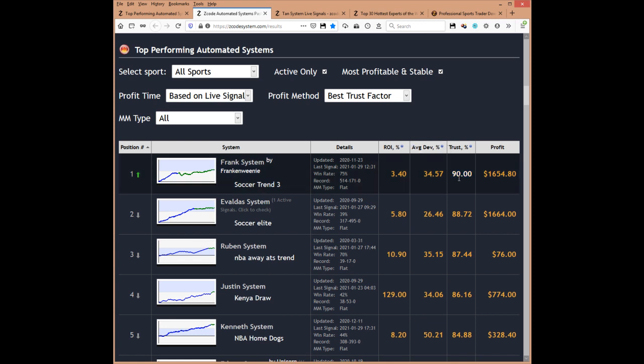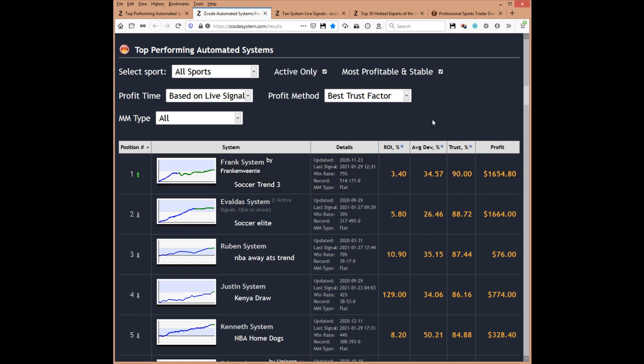Now, the higher the value of the average deviation percentage, the more irregularities and bumps you'll see in the system graph. So the lower the value, the smoother the graph, and hence more desirable, unless you don't mind being on a profit roller coaster. And finally, we have the best trust factor. Now, this is a new parameter that we developed here at Zcode to help us measure the realistic effectiveness of a system when forward tested in the real world in comparison to its backtest results over historical data. The closer a system's forward test results match its backtests, the more we can trust such a system. However, that doesn't necessarily mean it'll have the highest profit return.